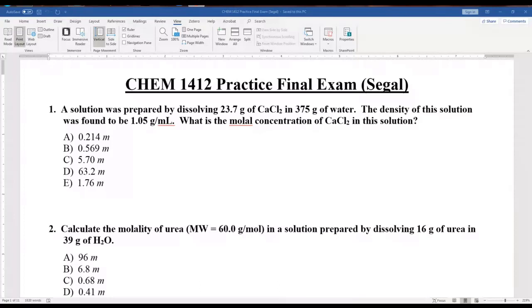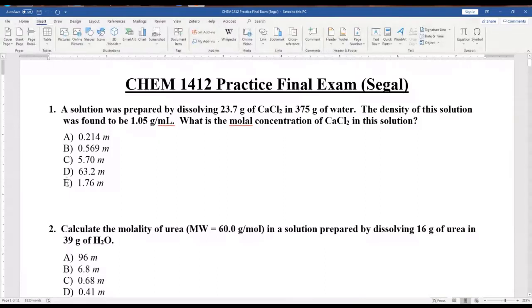Okay. So first things first. A solution was prepared by dissolving 23.7 grams of calcium chloride in 375 grams of water. The density of the solution is found to be 1.05 grams per milliliter. What is the molar concentration of CaCl2 in this solution?